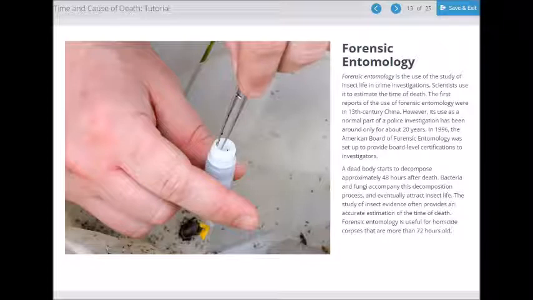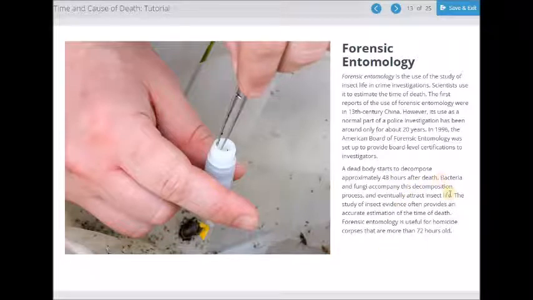So one of the ways that we do this is by looking at what kind of bugs are starting to attack the body. It's called forensic entomology. Entomology is the study of bugs, and it's been going on since the 13th century in China. They've been figuring this stuff out for a long time. In 1996, there was an actual board of forensic entomology to recognize it as an established and well-defined science. And so let's talk about what it means to study the bugs on a dead body.